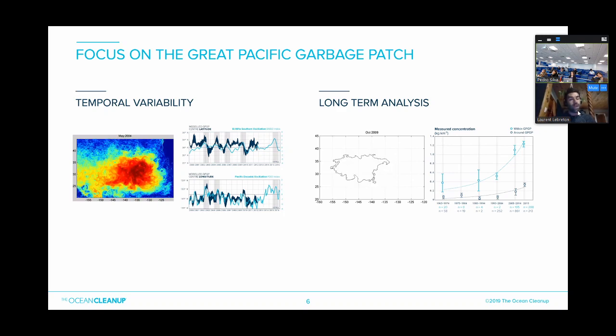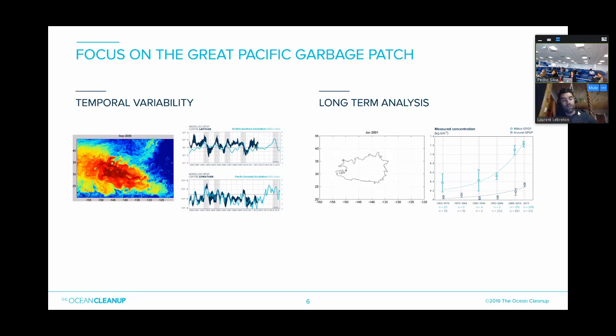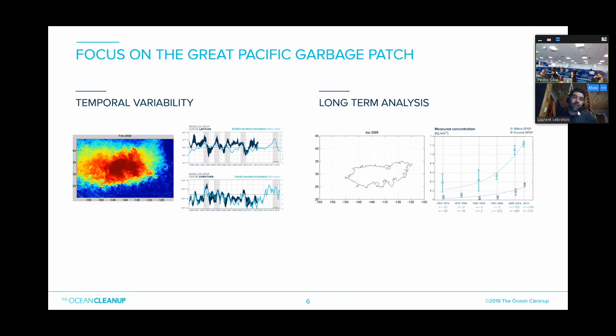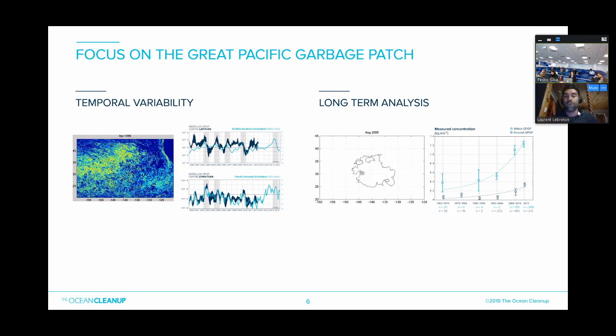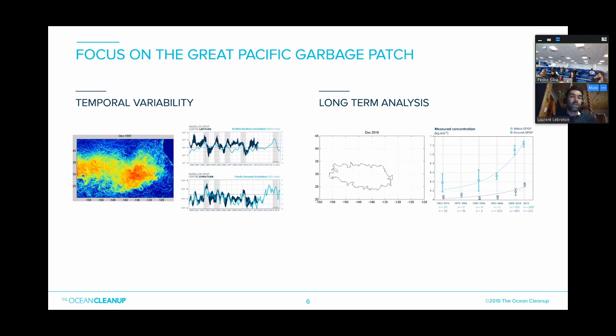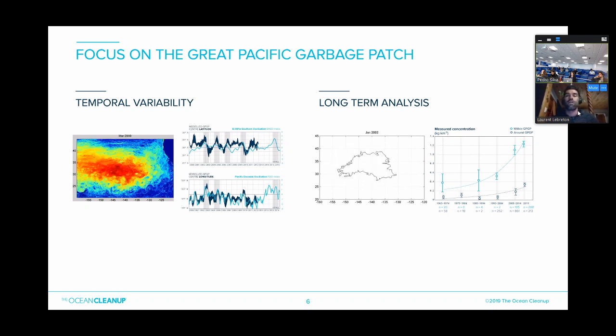The problem we had, and that's why I wanted to have this whole surface coverage in one given time frame, is that we needed to solve temporal variability. This accumulation zone remains in the same region, but it does move over time, depending on different cycles. You can see that in the second graph to the left. And so once we tracked the patch in time, that's the outline that you see moving under long-term analysis.